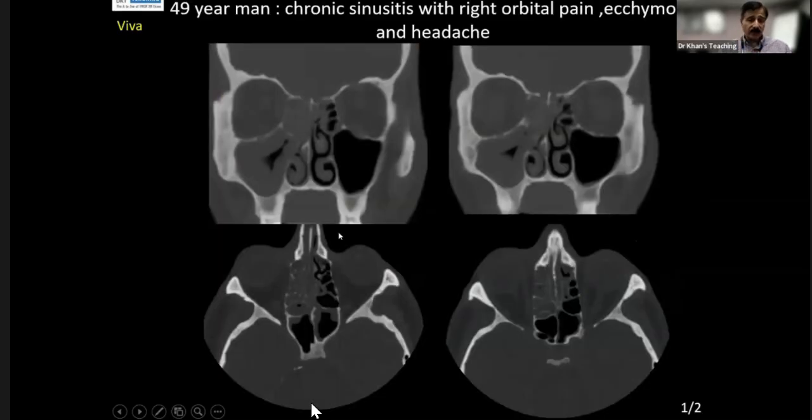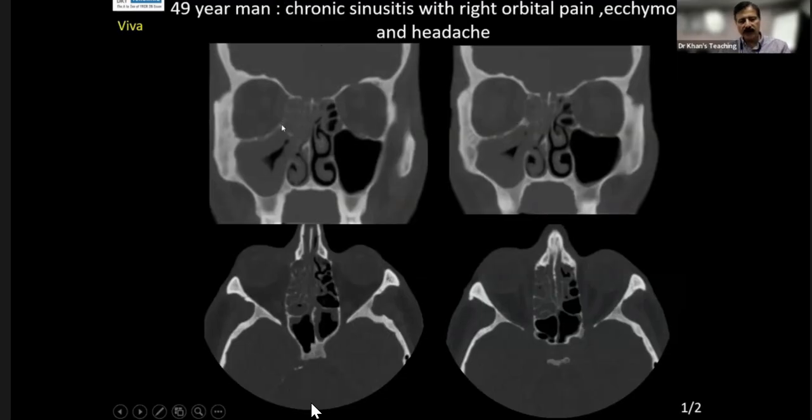Now, another case is this one. Here, what happened was similar. This is a 49-year-old with chronic sinusitis, right orbital pain, ecchymosis, and headache. If you look carefully, there is opacification here, opacification here, opacification here. This clinical is very important, but look at this. This is the medial rectus. This medial rectus is touching the bone. There is something here.